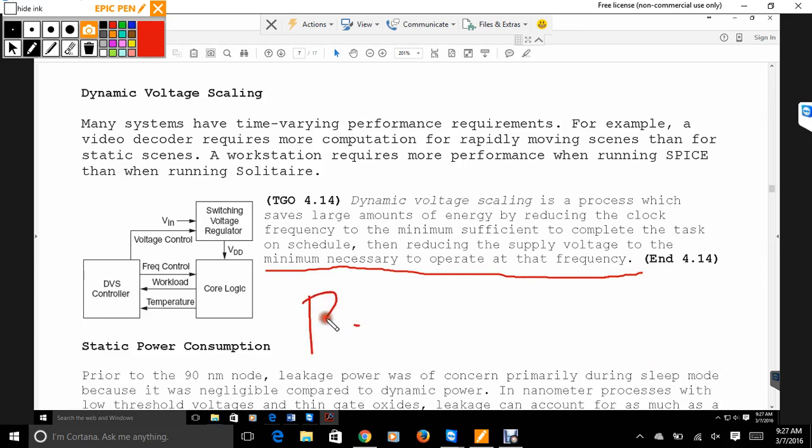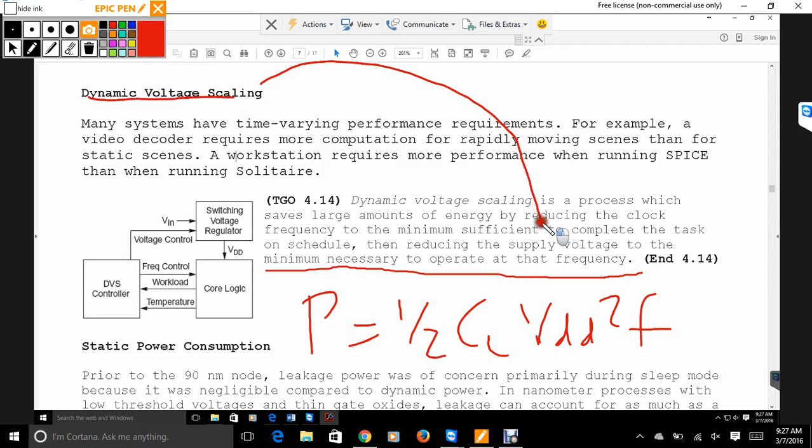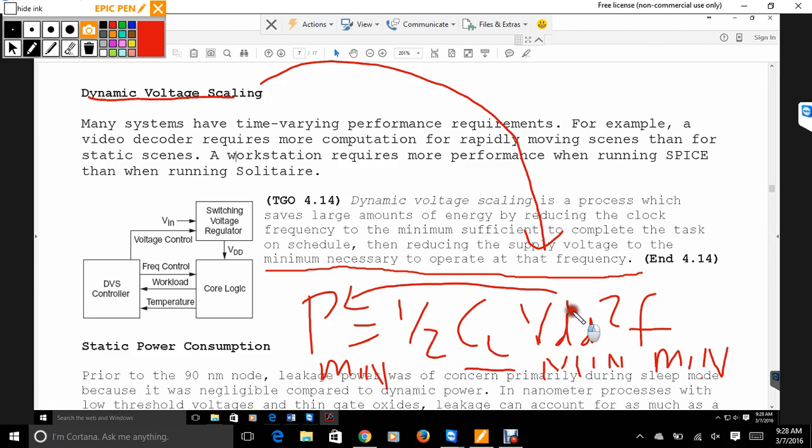So remember, we have power is 1/2 C_L V_DD squared times frequency, right? This whole concept of dynamic voltage scaling is: find me the minimum here, and find me the minimum here. And therefore, by definition, this should be the minimum amount of power required. Can't go any lower. I need some output load capacitance that's inherent to the design of the circuit. Therefore, I need to figure out the minimum supply voltage and minimum frequency.